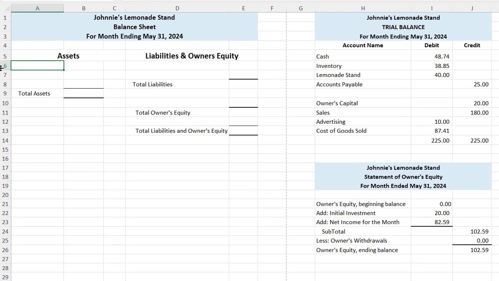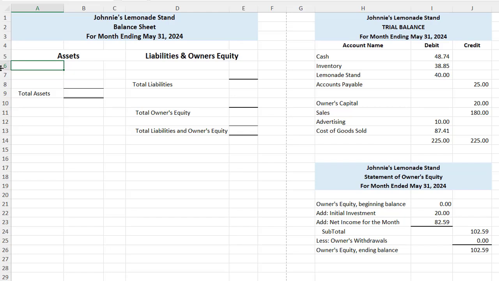Next comes the balance sheet. The balance sheet provides a snapshot of the company's financial position at a specific point in time, showing assets, liabilities, and equity. It is one of the three core financial statements, along with the income statement and the cash flow statement, and is essential for both internal management and external stakeholders.